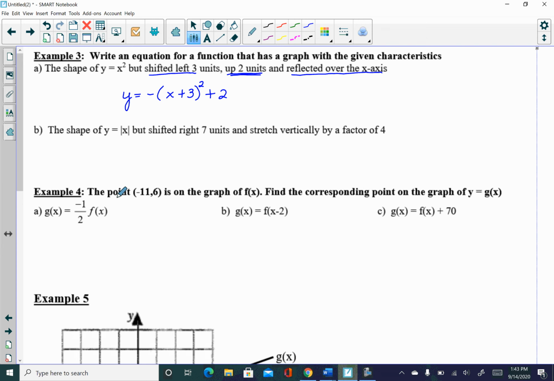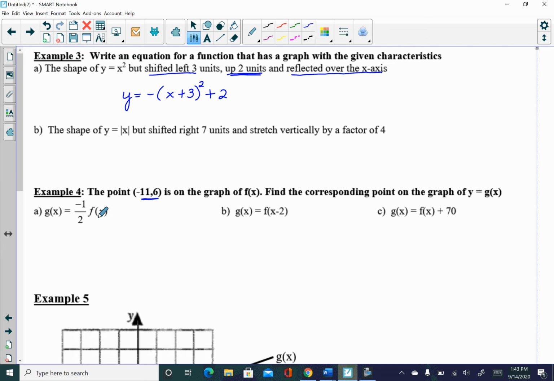In example 4, they just say, okay, here's a point on the graph, (-11, 6). And they want us to find the corresponding point on the graph of y equals g of x. And g of x is identified for us down here in letters A, B, and C. So in letter A, they are putting a -1/2 on the outside. So they're saying -1/2 times the original function.